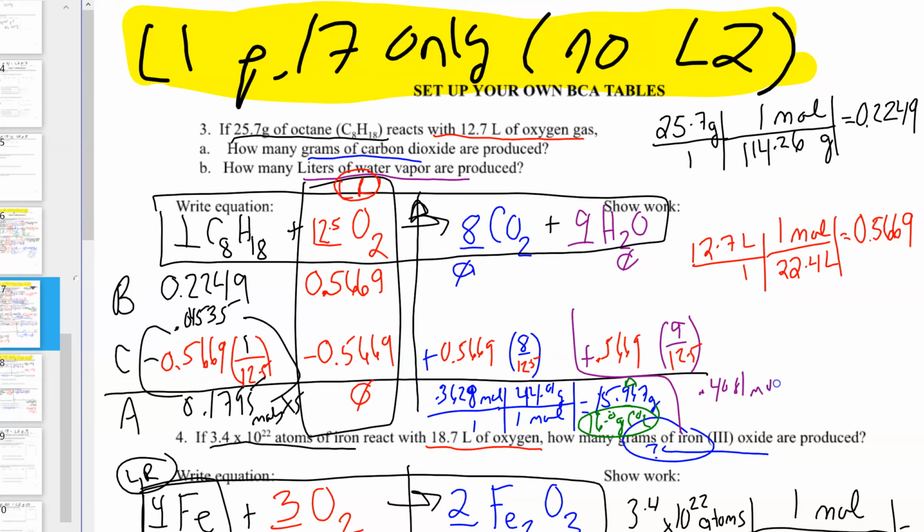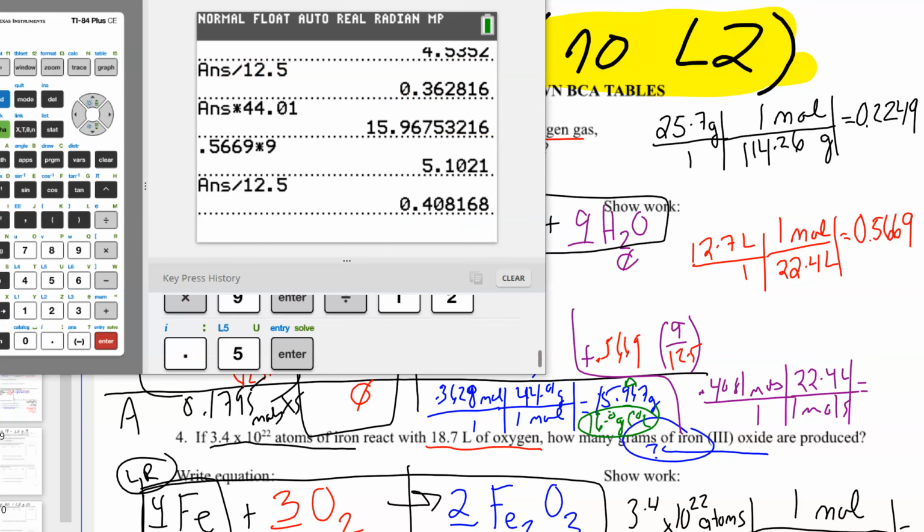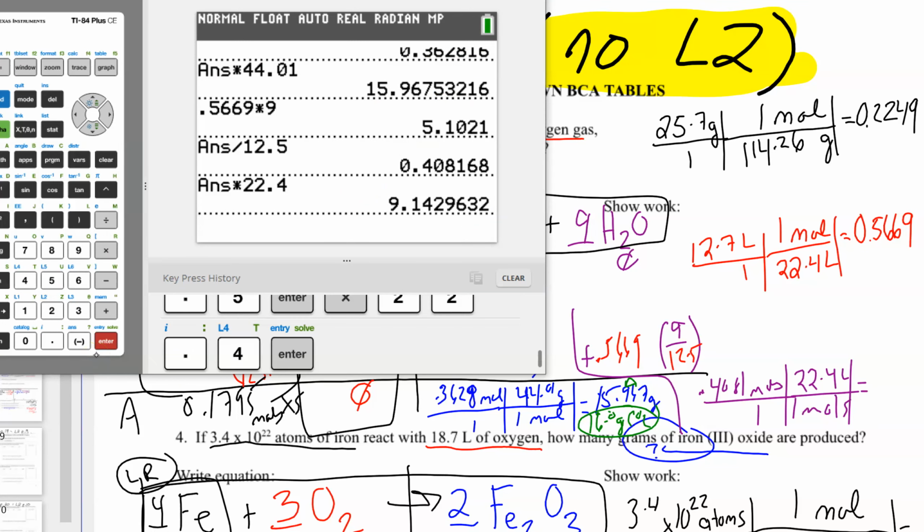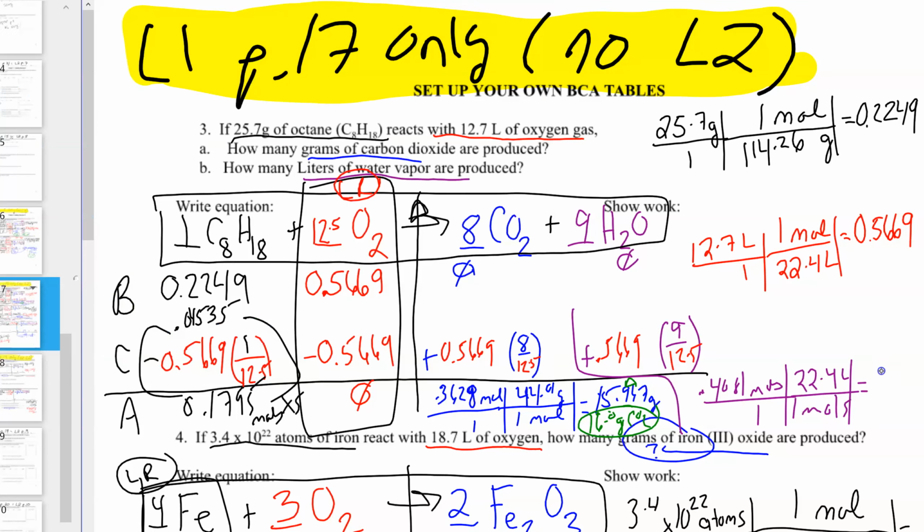And that's going to be my moles of water vapor, but they don't want moles, they want a final answer in liters. So 22.4 is that conversion factor. Okay, so take our number there times 22.4, and we get 9.142. And we want 3 sig figs, so 1, 2, 3. This is going to be 9.14 liters of the water vapor.